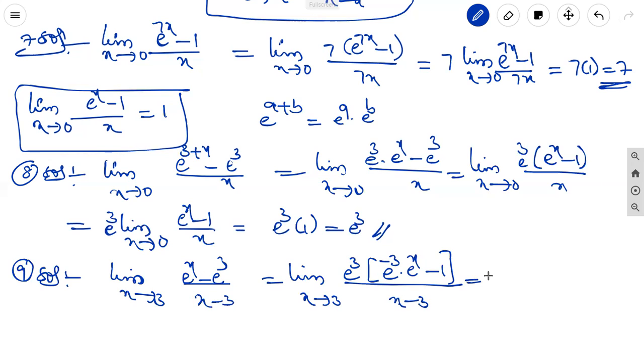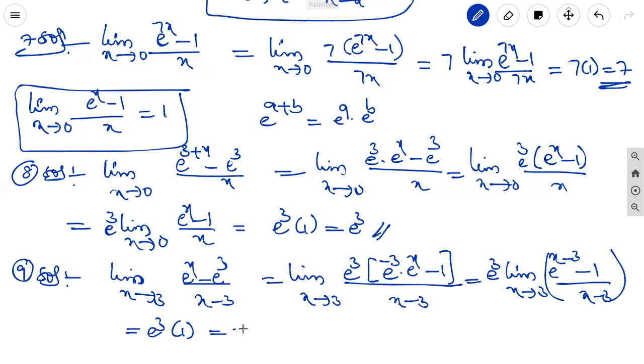Here e^3 is a constant, so it goes to the left side of the limit as x tends to 3. E^a into e^b is e^(a+b), so that is (e^(x minus 3) minus 1) by (x minus 3). It is in the form of (e^x minus 1) by x, which is equal to 1. So it should be e^3 only. Then limit x tends to 3, (e^x minus e^3) by (x minus 3) is equal to e^3. It is the ninth solution.